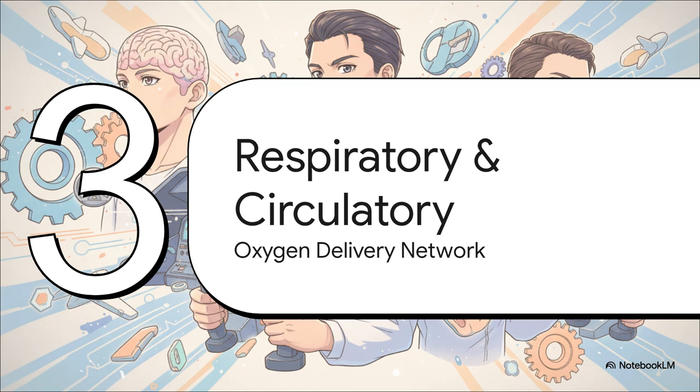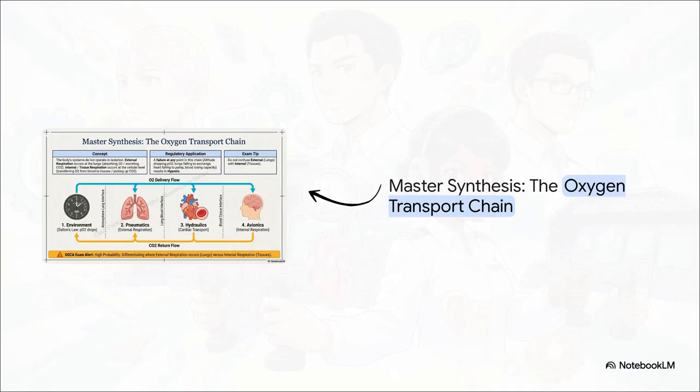And finally, Section 6, Respiratory and Circulatory Systems, the Oxygen Delivery Network. I like to call this the master synthesis. The core concept here is that your body's systems never ever operate in isolation. It's like a giant, interconnected puzzle. You have the environment, the pneumatics of your lungs, the hydraulics of your heart and blood, and the avionics of your brain. The application of this is absolutely critical. A failure at any single point in this transport chain, whether that's falling atmospheric pressure, failing lungs, or maybe a weak heart pump, it all ultimately results in hypoxia.